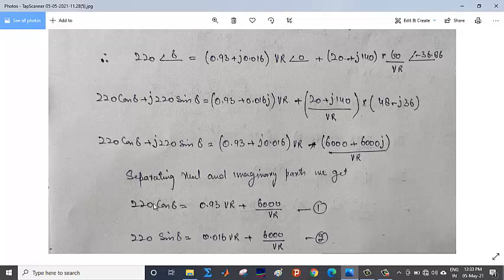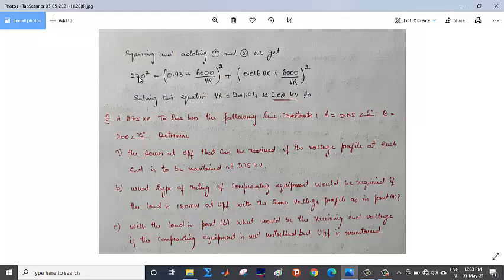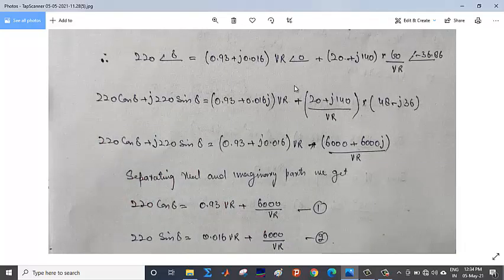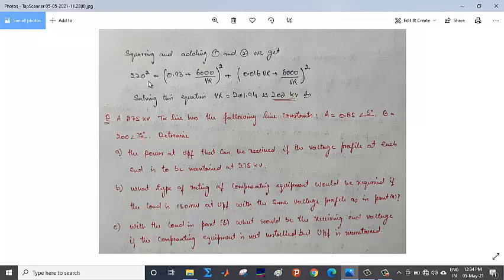So I can eliminate delta by squaring and adding these two equations, and I do that. It comes up 220 squared is equal to 0.93 VR plus 6000 divided by VR, whole squared, plus 0.016 VR plus 6000 divided by VR, the whole squared. In this case, you can see that delta has been eliminated. Now this is only one equation in one variable VR, but it is a nonlinear equation.